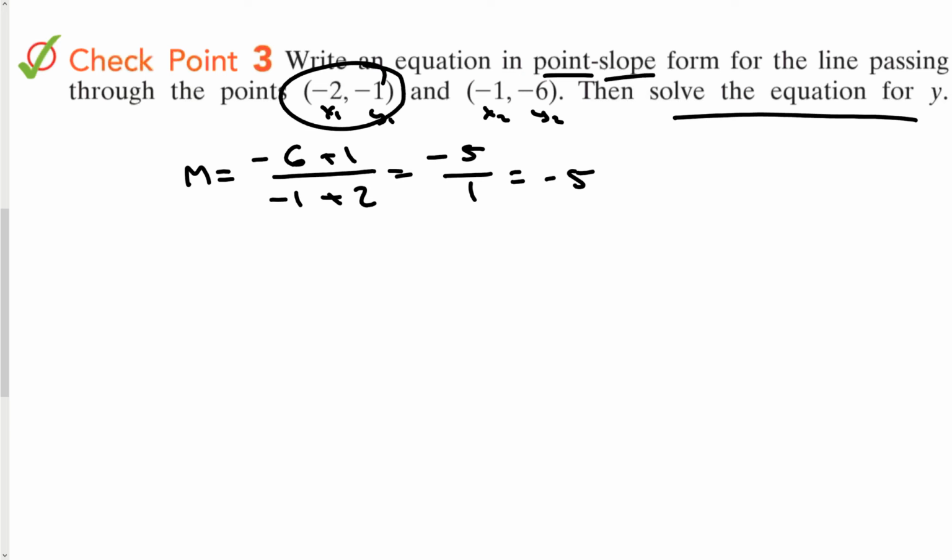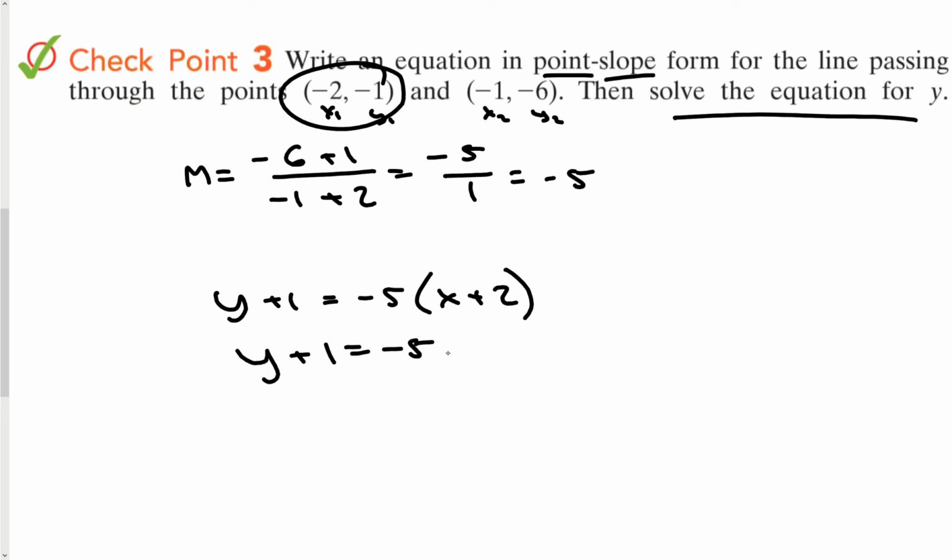I'm going to pick this point for my equation. So y minus y1 is equal to m times x minus x1. Minus and minus turns them into pluses. Solve for y. Subtract 1 from both sides, and we have y is equal to negative 5x minus 11.